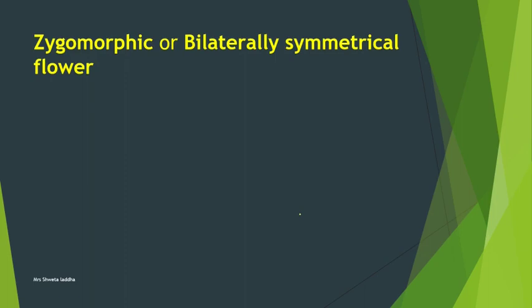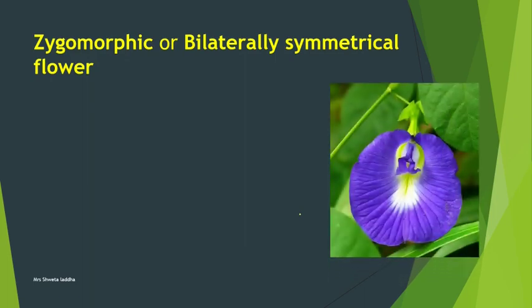Second is zygomorphic or bilateral symmetrical flower. You might be remembering the pea flower. I had taught you during aestivation. In this case, I can divide this flower into two equal identical halves. That plane is passing through the central axis but only through one vertical plane.